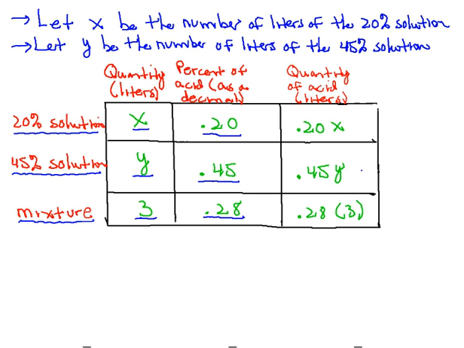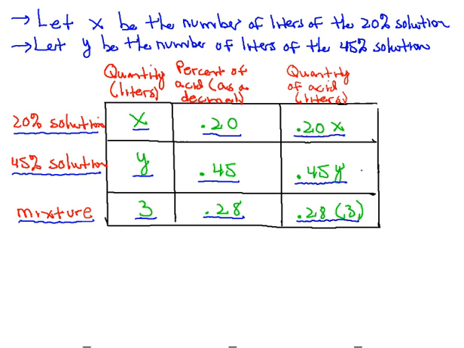Now for the third column, hopefully this will seem reasonable. If you were to take the quantity or the number of liters of the first solution, which is x, multiply by the percentage as a decimal of acid in that particular solution, this product will represent the number of liters of acid in that first solution. And in a similar way, the number of liters of acid in the second solution will be 0.45 times y. And in the mixture, 0.28 times 3 will be the number of liters of acid in the mixture.